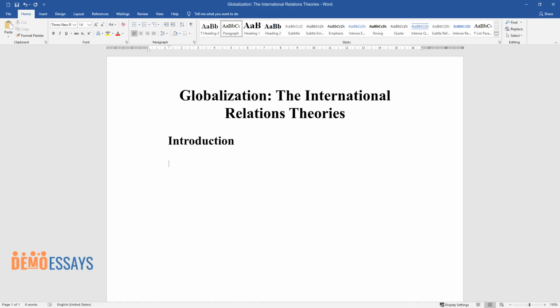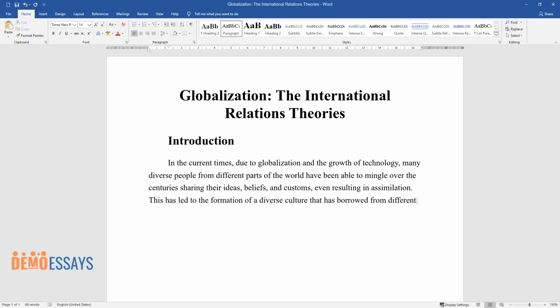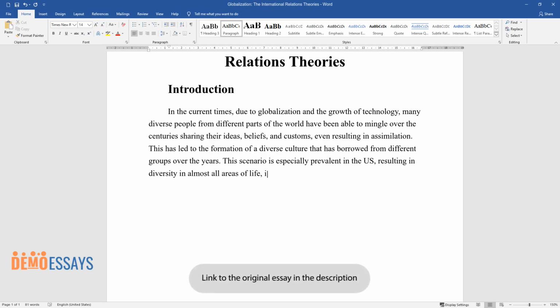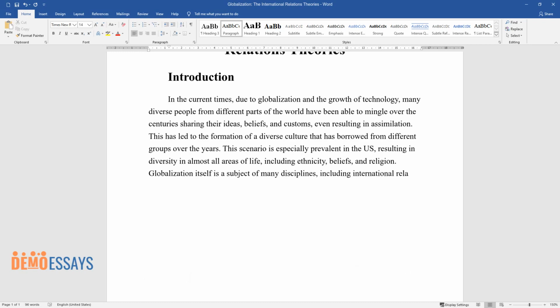Introduction. In the current times, due to globalization and the growth of technology, many diverse people from different parts of the world have been able to mingle over the centuries, sharing their ideas, beliefs, and customs, even resulting in assimilation. This has led to the formation of a diverse culture that has borrowed from different groups over the years. This scenario is especially prevalent in the US, resulting in diversity in almost all areas of life, including ethnicity, beliefs, and religion. Globalization itself is a subject of many disciplines, including international relations.